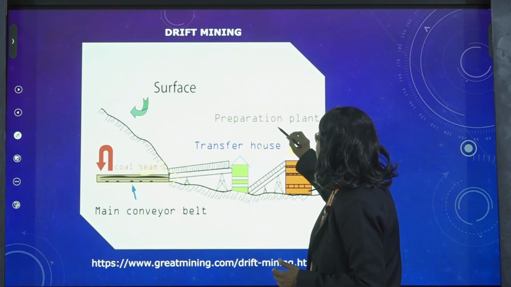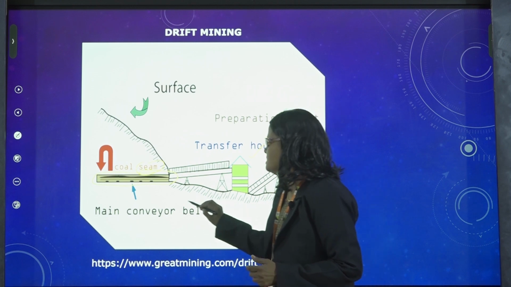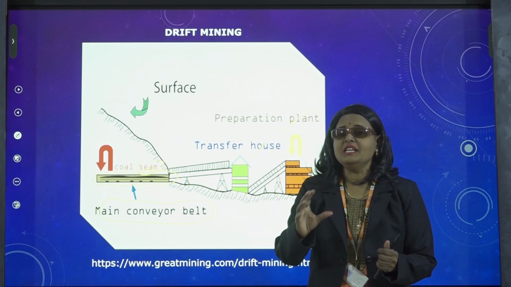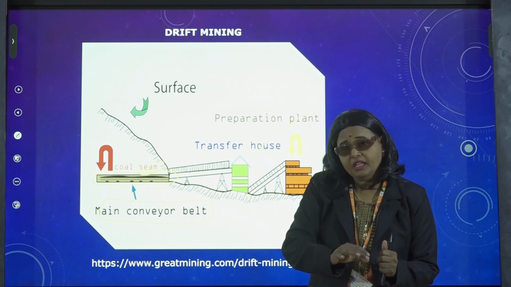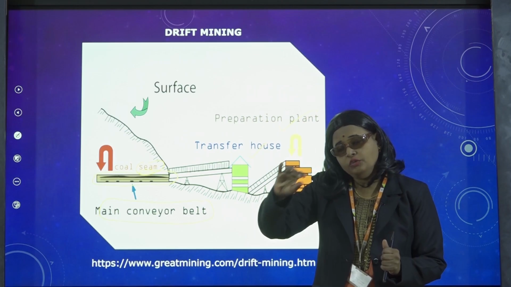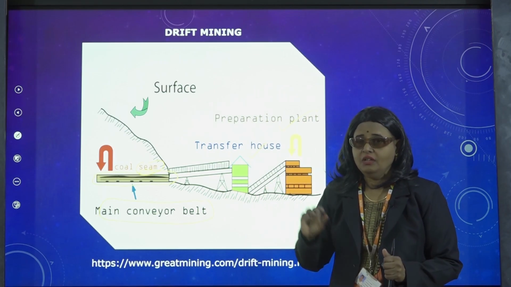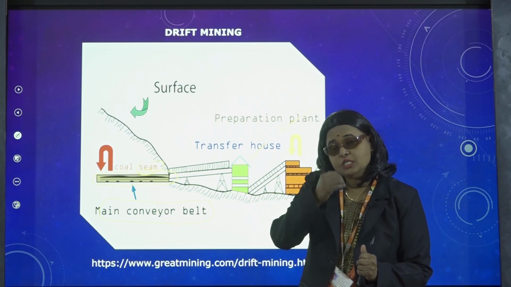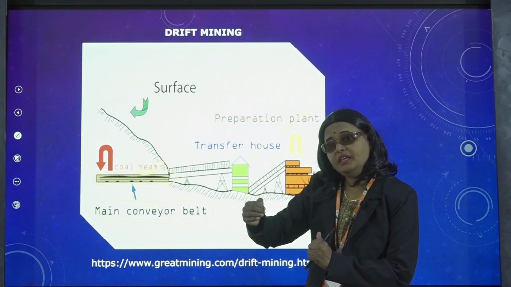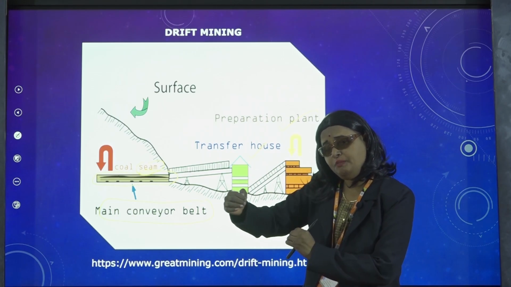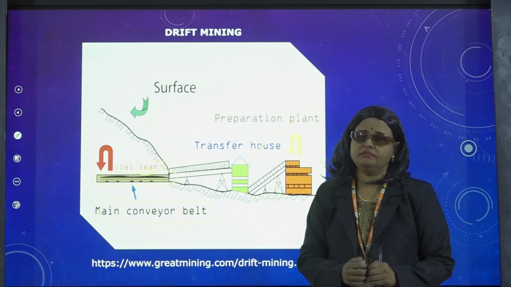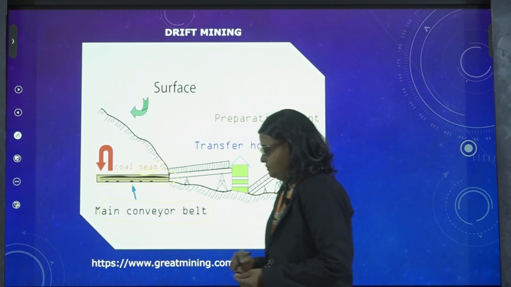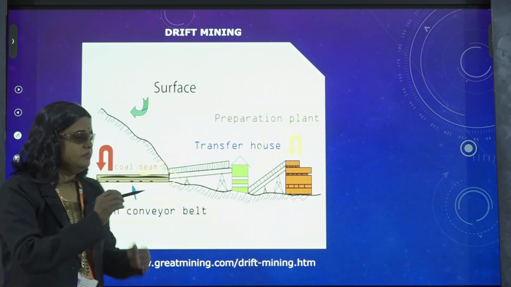So, the transfer house, preparation plant and what is this conveyor belt? The conveyor belt helps in transporting the extracted material to the processing site. Understood? That is the use of the conveyor belt. It helps in transportation of the extracted materials from its place to the processing site. Clear? So, this picture shows drift mining.